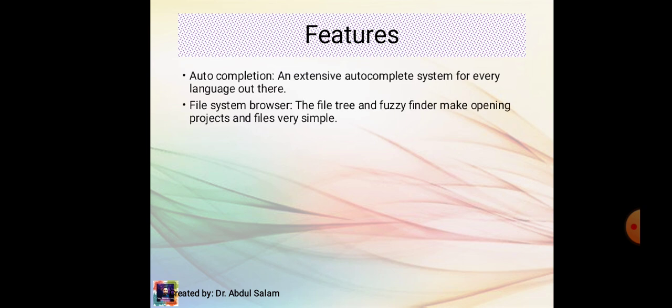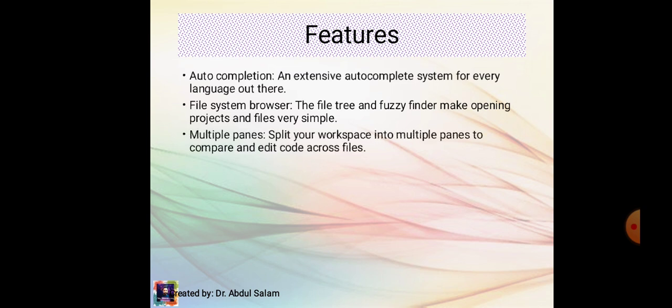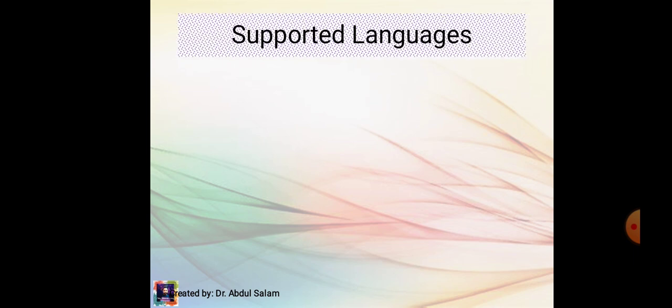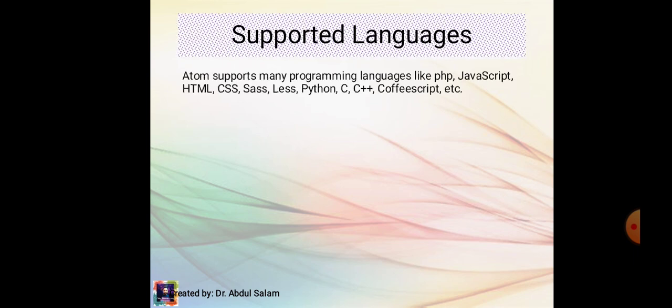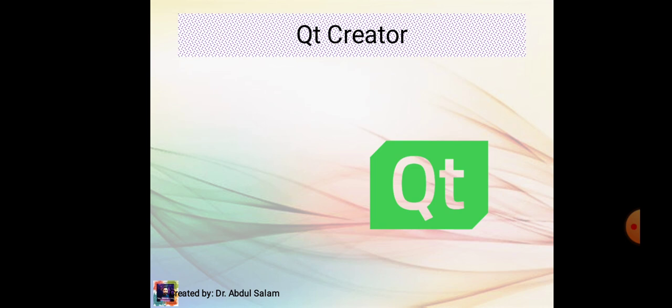Here are some features: auto-completion, an extensive autocomplete system for every language out there. File system browser: the file tree and fuzzy finder make opening projects and files very simple. Multiple panes: split your workspace into multiple panes to compare and edit code across files. Its supported languages: Atom supports many programming languages like PHP, JavaScript, HTML, CSS, SAS, Lisp, Python, C, C++, CoffeeScript, etc.